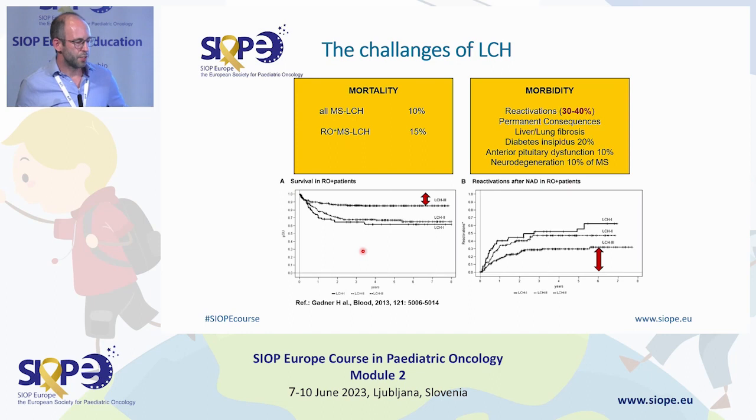But there are still challenges. The first is mortality using this treatment strategy. Mortality was unacceptably high in patients with involvement of the risk organs, 15%. The second problem was morbidity, mostly the number of reactivations. The reactivation rate is still about 30 to 40% using this vinblastine and steroid treatment.